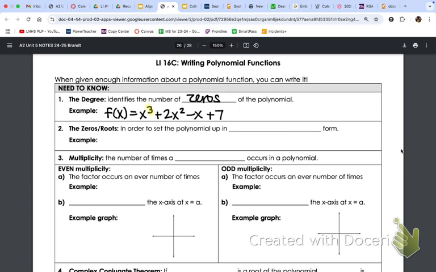3. So how many zeros will you have? 3. That's what the fundamental theorem of algebra says. So if the degree is 3, then the number of zeros is 3. Okay, the zeros or roots are used in order to set up a polynomial in factored form, which we've been factoring since forever.